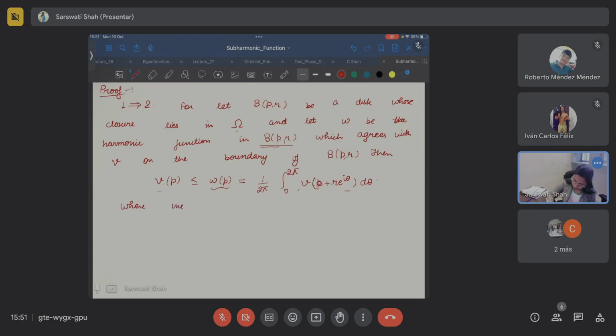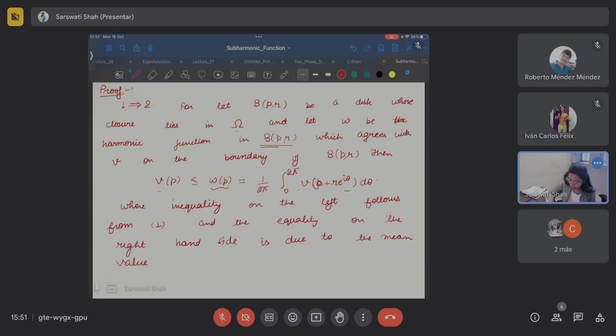Where the inequality on the left follows from equation number first, and the equality on the right hand side is due to the mean value property of the harmonic function W.